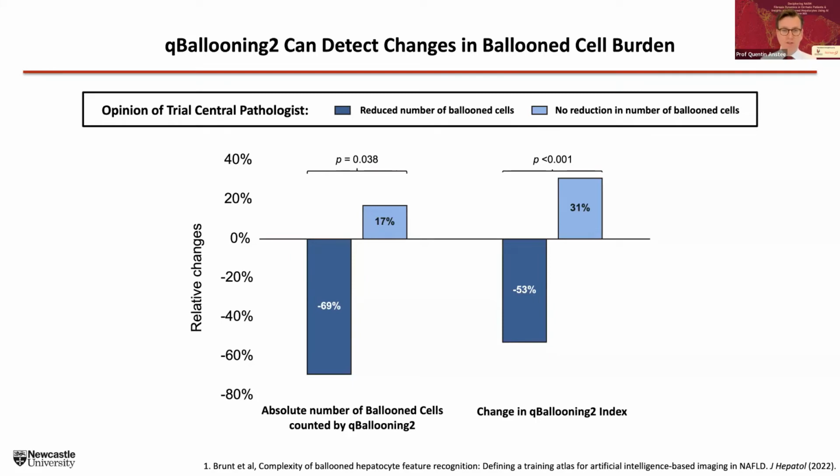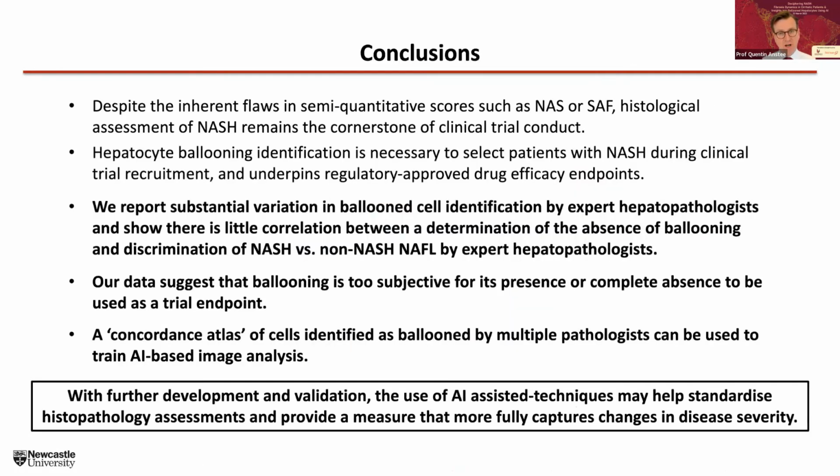And what the graph shows you is that there was actually relatively good concordance here. So where a central pathologist would consider that there was a reduction in the number of balloon cells, the algorithm similarly detected a reduction in balloon cells. And for the cases where that was not felt by the central pathologist, again, the algorithm tended to see, in fact, a small increase in the number of balloon cells. Now, that part is very much proof of principle and will need further validation, but is nevertheless very encouraging in terms of the ability to use these AI-based approaches in future trials.